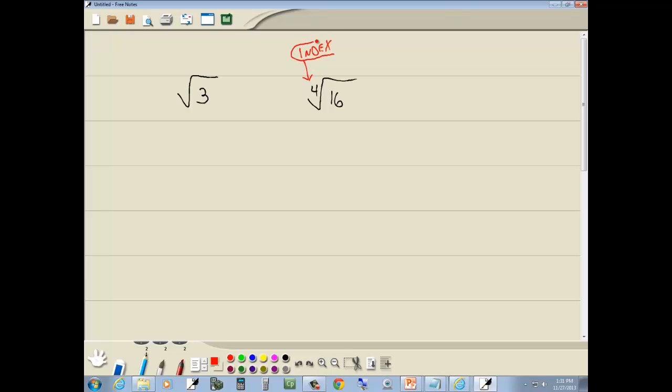A lot of definitions in math aren't that important. This one is kind of important. You have to know what your index is. Now, if you don't have a number here, like this one's blank, then by default your index is equal to 2.